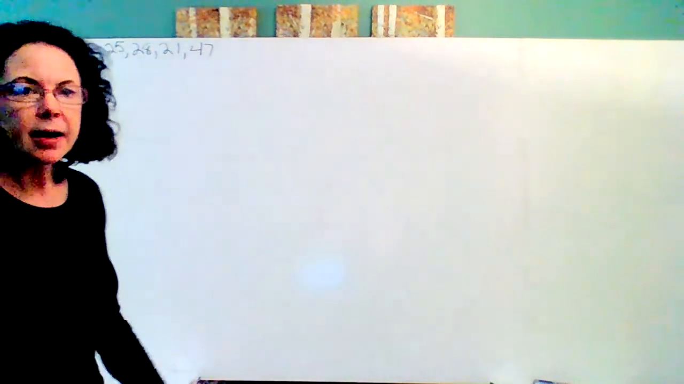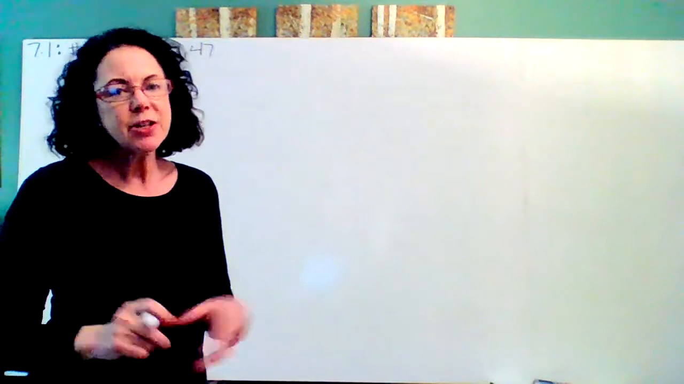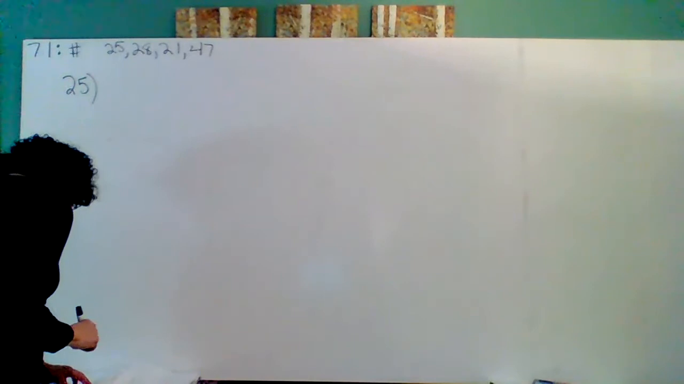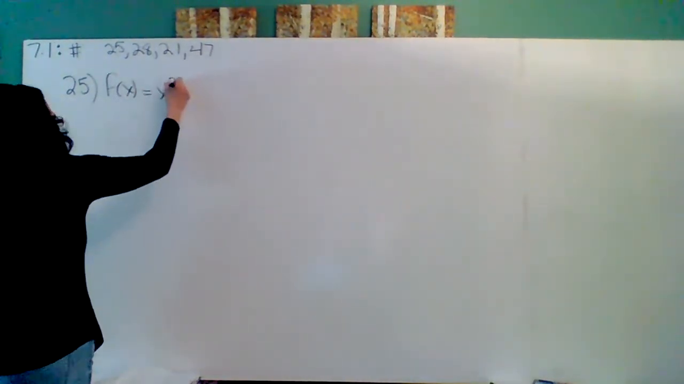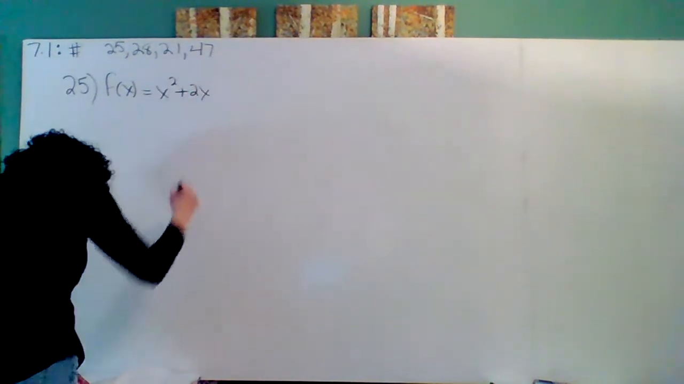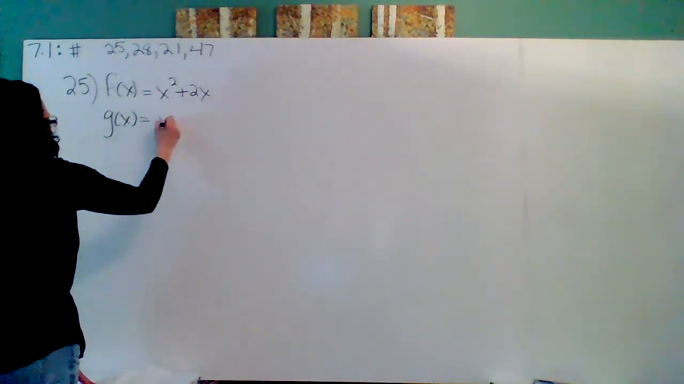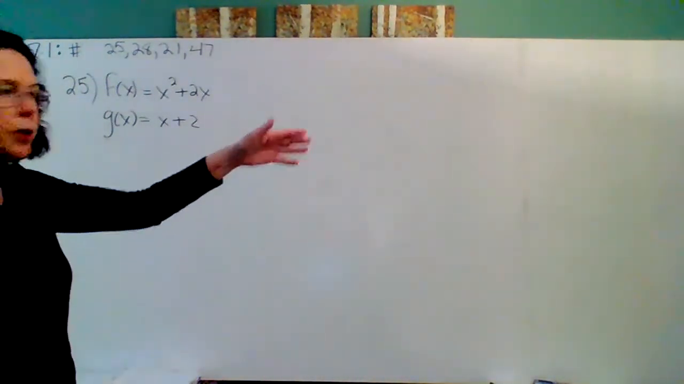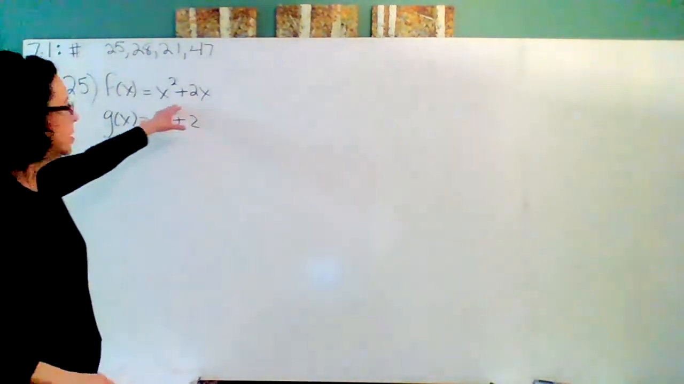Okay, number 25. Same thing. They give us 2 functions. They don't give us the intersection points. They ask for the sketch of the region and to find the area between. So on number 25, we have f of x equals x squared plus 2x, and g of x equals x plus 2. Because I know this is a parabola that goes upward, and this is a line, I do know that the line is going to be above the parabola.